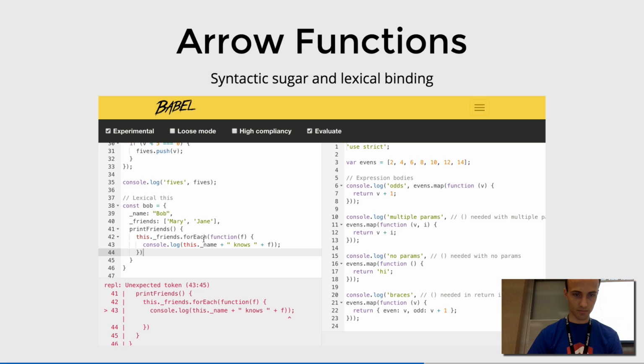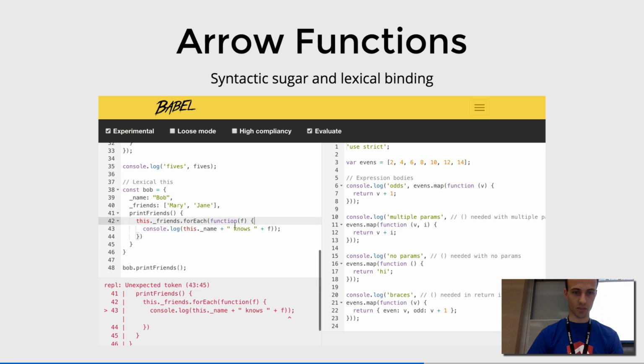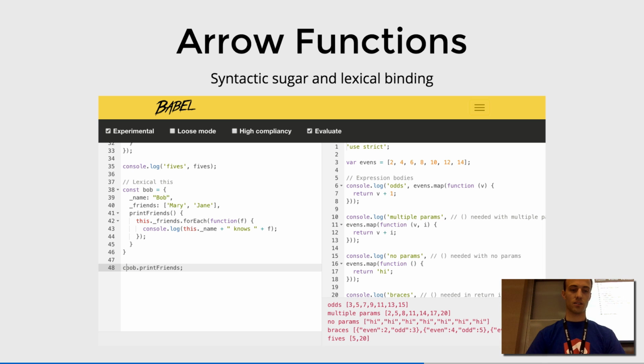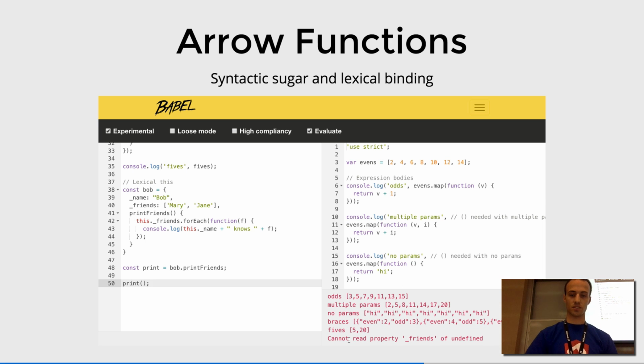Am I missing something? Should have just copied the output, huh? Function f, what the junk? Oh, there we go. Okay, so if I wasn't using the arrow function, I don't get lexical this. And so guess what happens when I assign print? When I assign it and then I just call it on its own, I just get this cannot read property friends of undefined. What the?